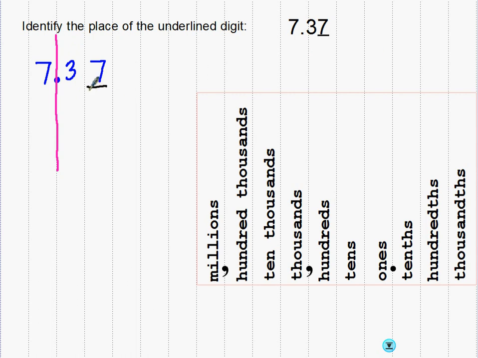All right, and again, to find out what place the underlined digit is in, use your decimal as a reference point. We start at the decimal, and I can see that my underlined digit is 2 places right of the decimal. So I'll come down to my place value chart and start at the decimal, and I go 2 places right, tenths, hundredths. So that tells me that my 7 is in the hundredths place. Very important that you include that TH on there. That tells us that it's on the decimal side.